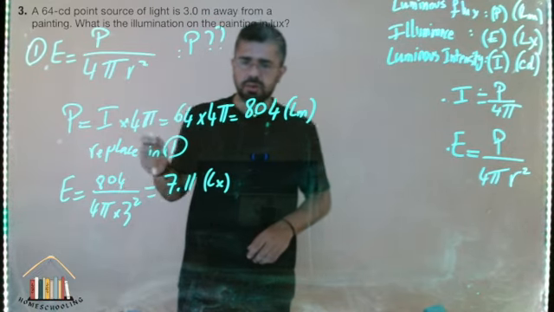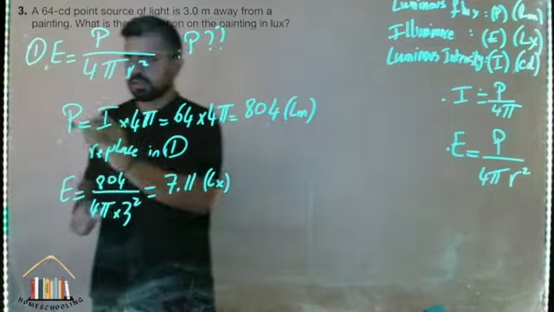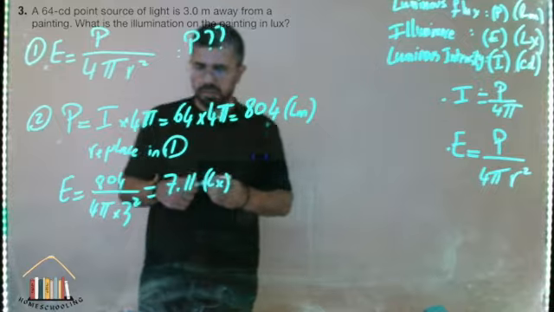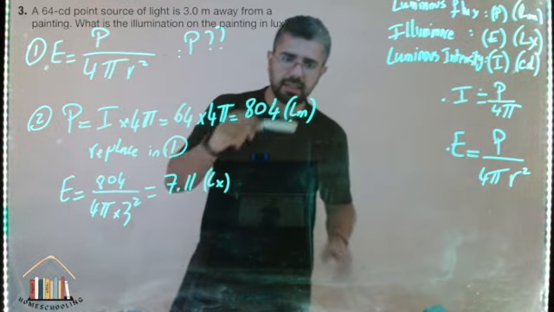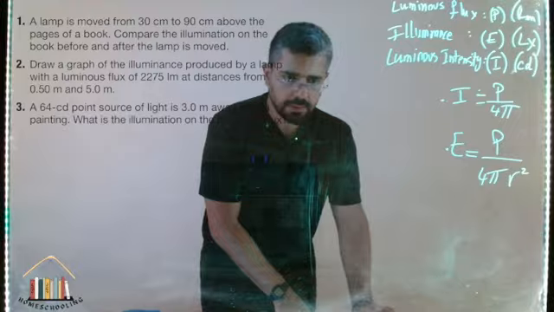One of the most important questions because we are combining two equations. The equation of the illuminance and the equation for the luminous flux and the intensity as well. Let's move on.